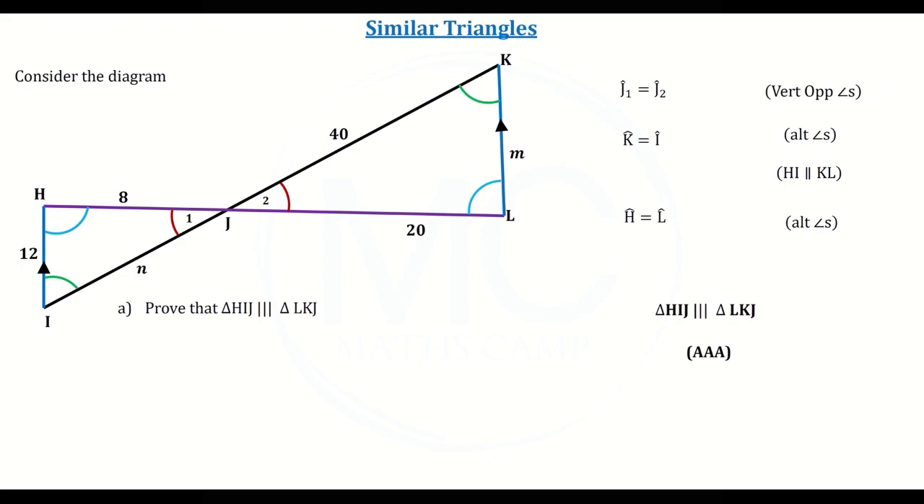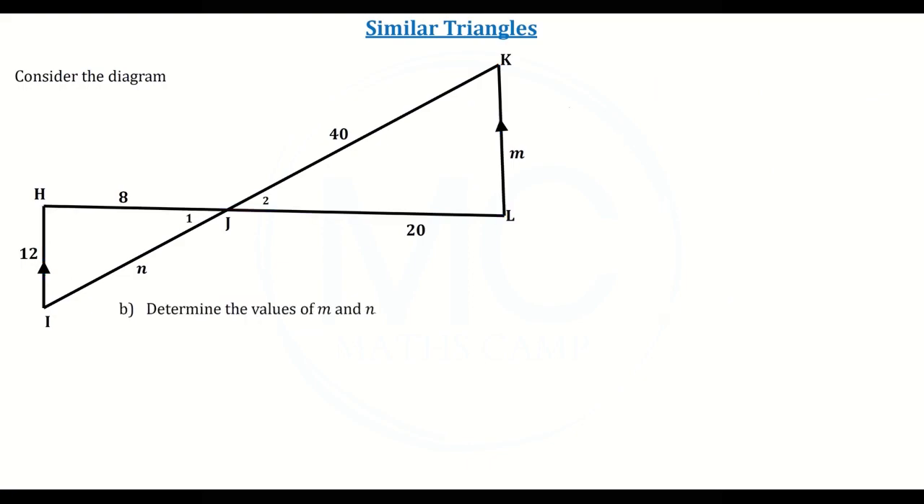Now we can move on to part B. Determine the values of M and N. We've just found that triangle HIJ is similar to triangle LKJ. So let's make a note of this up here. This tells us that not only are the corresponding angles equal, but the corresponding sides are in proportion. And we can use this to find the values of M and N. Let's start by writing down the corresponding pairs of sides as fractions.